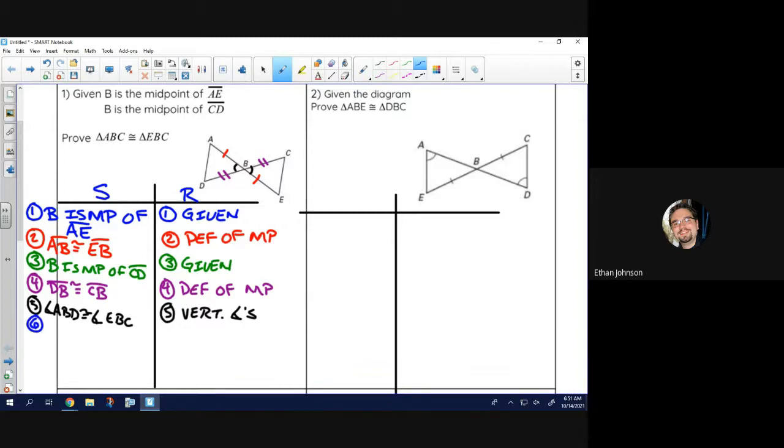Now there was a typo in our proof statement. It's supposed to be triangle ABD for the first one. So triangle ABD is congruent to triangle EBC. Looking at our triangle, I see we have two sides that are congruent, so I'm going to call this side, angle, side.